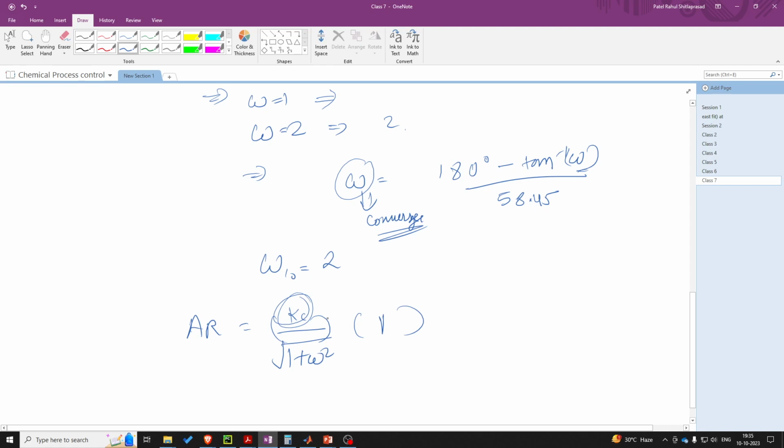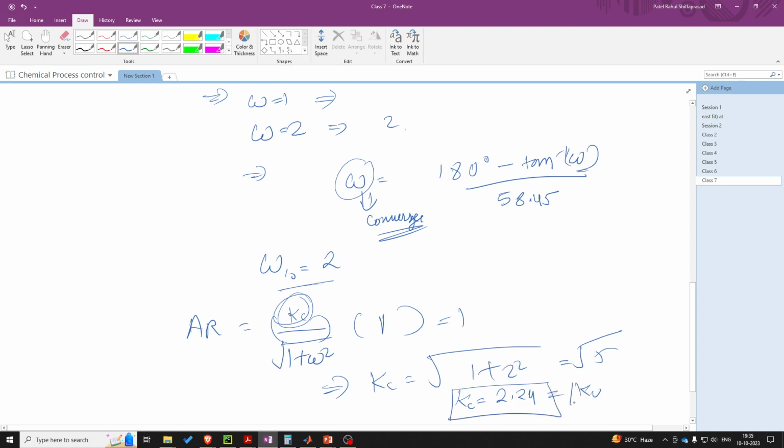So this Kc we have to find, and at gain crossover frequency, the amplitude ratio is 1. So this Kc will become under root of 1 plus 2 square, that is under root of 5. Under root of 5 will come around 2.24. So this is the value of Kc, or you can write it as Ku, ultimate gain. Since we had used this Bode stability criteria to find it, we can term it as ultimate gain.